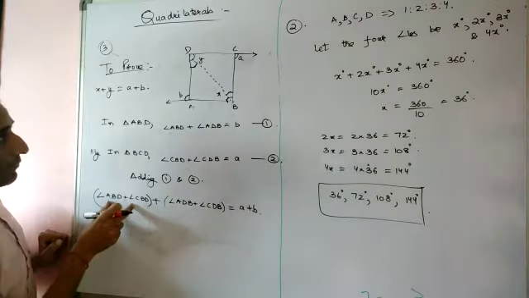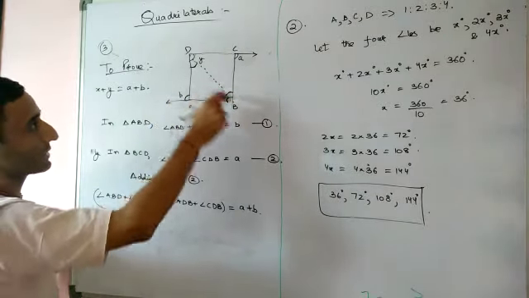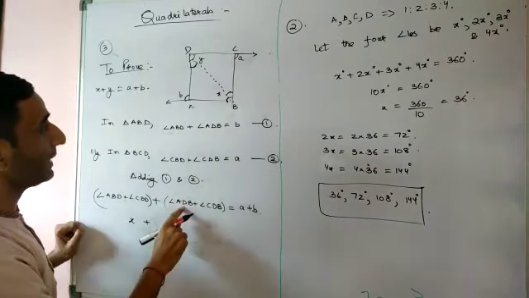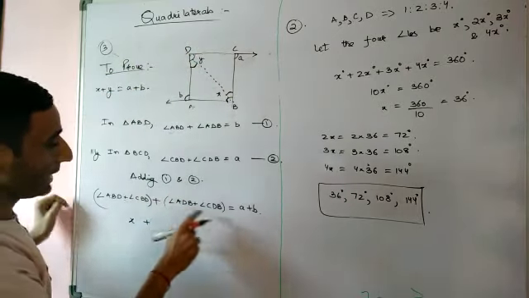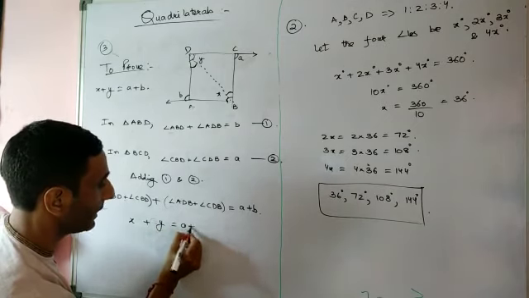Now, why did we combine ABD and CBD? Because ABD plus CBD gives us X. And why did we combine ADB and CDB? Because ADB plus CDB is Y. So X plus Y is A plus B.